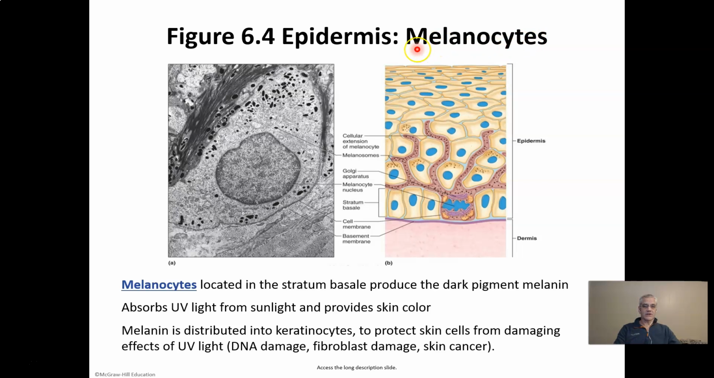Melanocytes are cells that sit on the basement membrane alongside the stratum basale. So there they are, sitting alongside the stratum basale, and they have these finger-like projections that project up a few layers higher into the epidermis. And these layers have melanin in them.